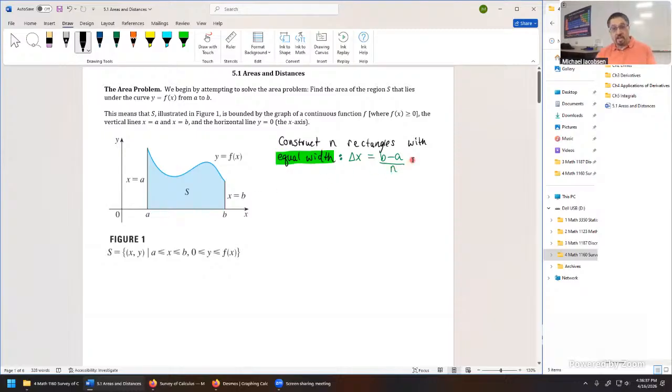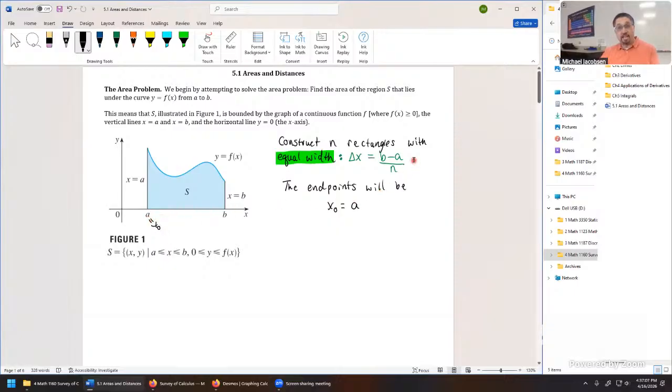Once we have the equal width, the next process we'll take is find the endpoints. These are going to be the endpoints of the rectangles we're about to put on paper. x sub 0 or x naught, that's just the starting point. In our problem, x naught is just a. So that's our x naught.